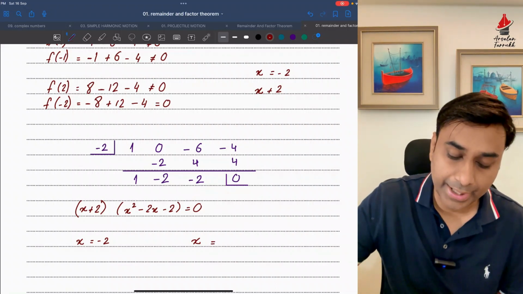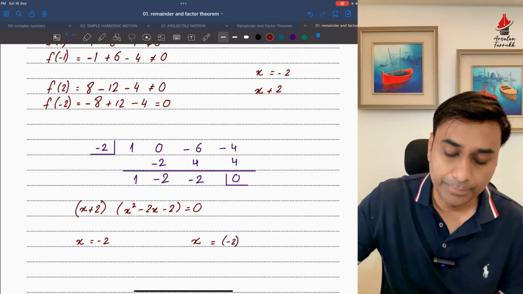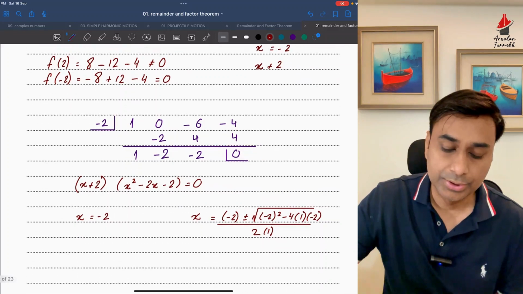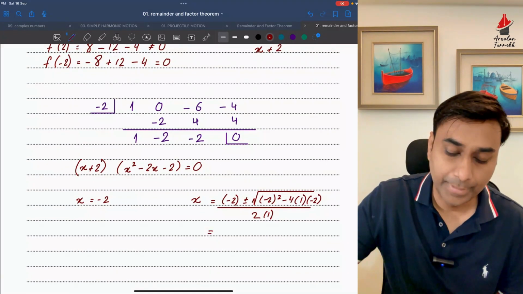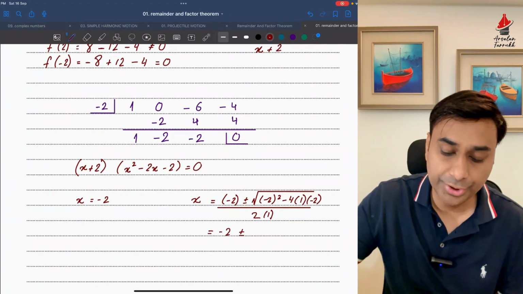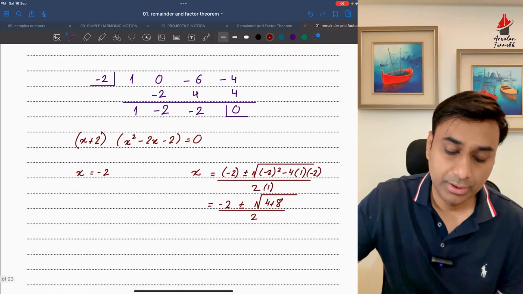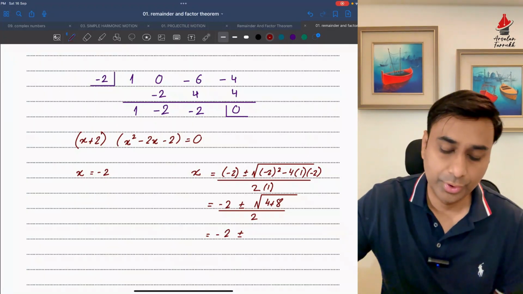So this is going to be minus b, which is minus 2, plus minus under root b square, which is going to be minus 2 whole square, minus 4, a is 1, c is minus 2, whole divided by 2 times a, which is still going to be 1. So this is going to give me minus 2 plus minus under root 4 plus 8 divided by 2, and that becomes minus 2 plus minus. This is just a simplification. You can do it on your own.